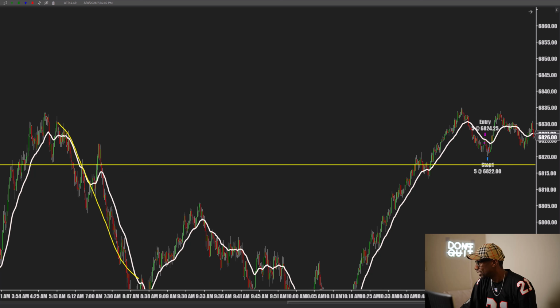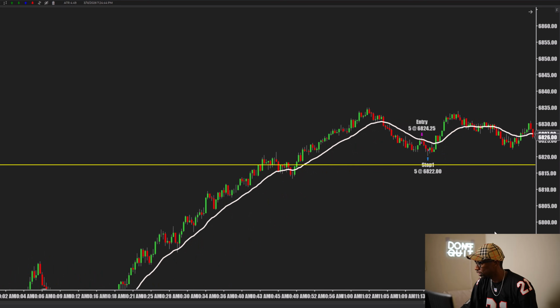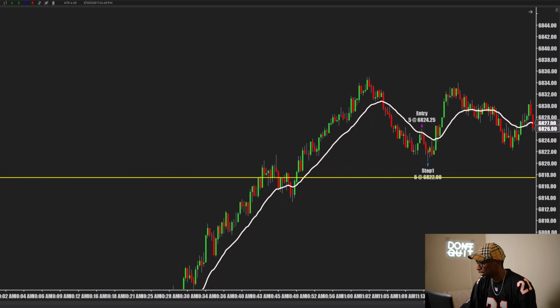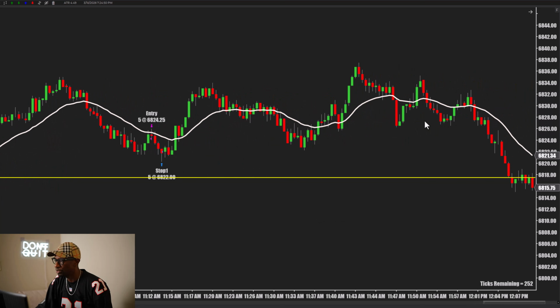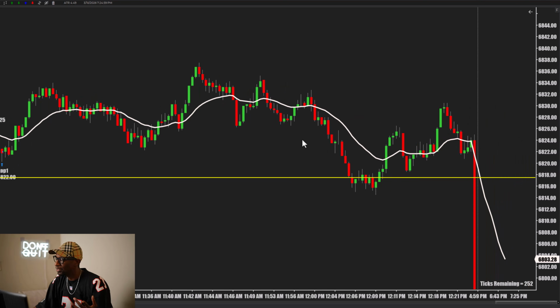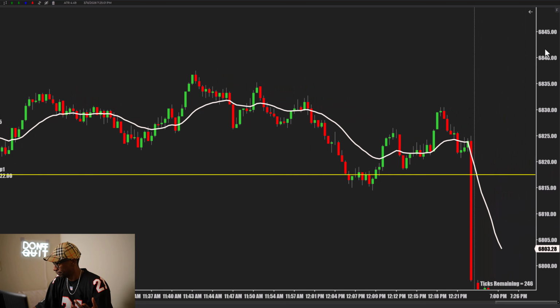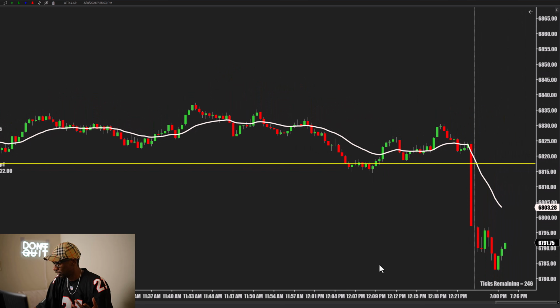Now, that didn't happen. I was able to get my daily goal of 2 points. So that was awesome. I ain't complaining about it at all. And then we really just ranged the rest of the day. It didn't keep going. We ranged for most of the day. And then this happened. Bang! Look at that. Look at there.